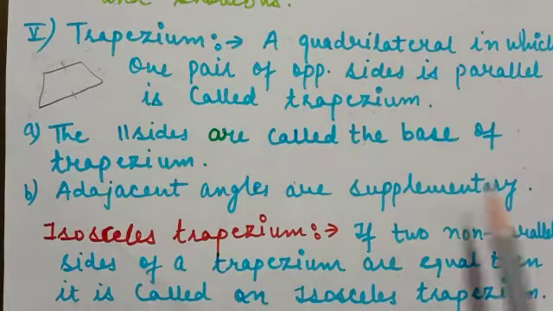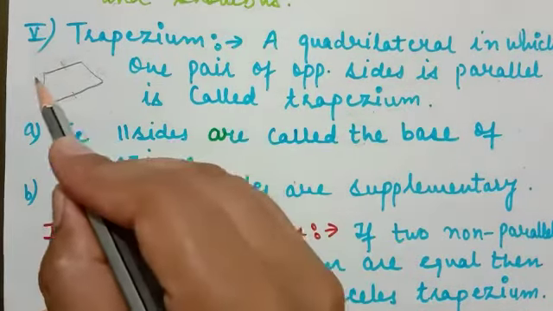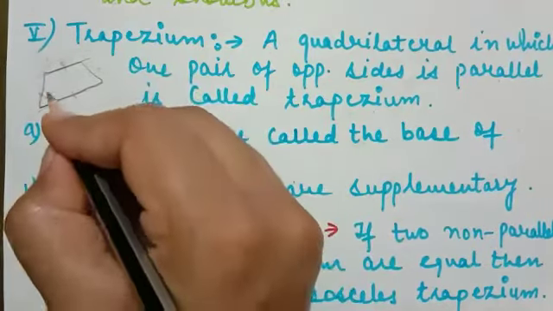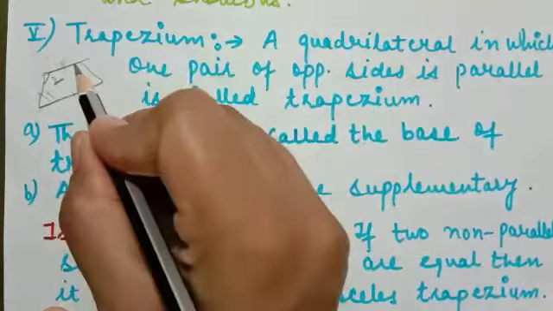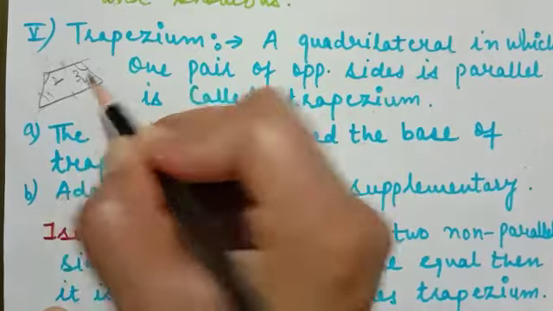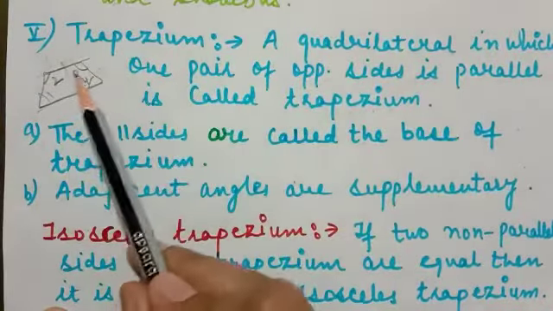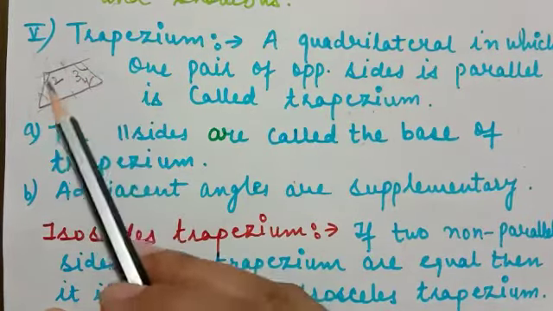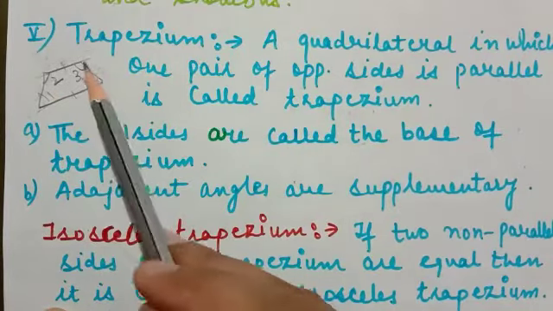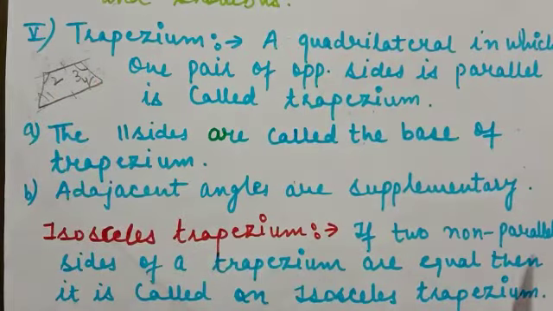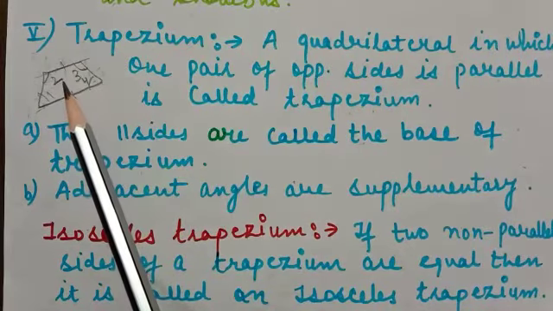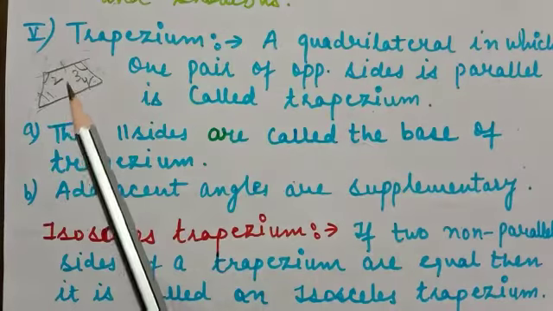Adjacent angles are supplementary, but we have only two pair of adjacent angles that are supplementary in it. If these two lines are parallel, definitely this is transversal. So angle 1 and angle 2 are supplementary. Similarly, angle 3 and angle 4 are also supplementary. Angle 2 and angle 3 are not supplementary because these two lines are not parallel to each other. Only two pair. One pair is this, second pair is this. They are supplementary.